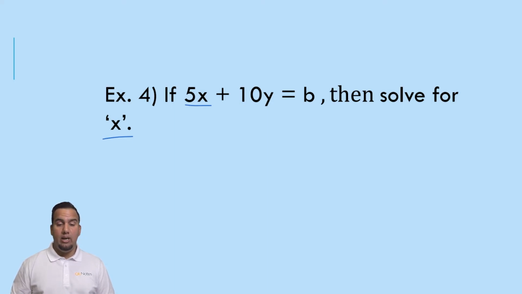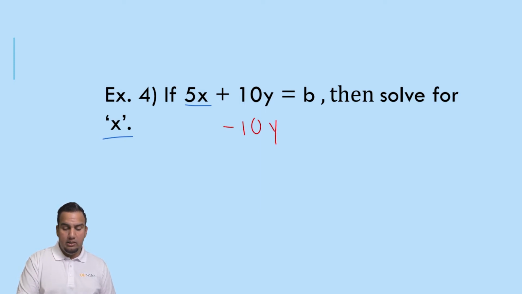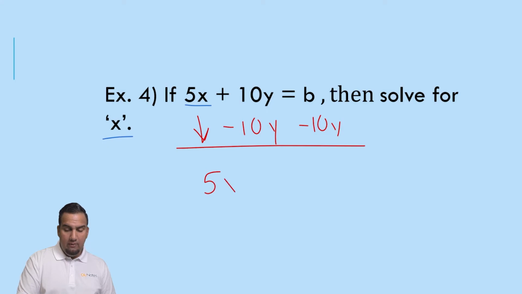There's a plus 10y. So what's the inverse of adding 10? It's going to be subtracting 10. So I'm going to subtract 10 to both sides. On the left side, the 5x is going to drop down. I'm going to be left with 5x. 10y's are going to cancel. And I'm left with b minus 10y.